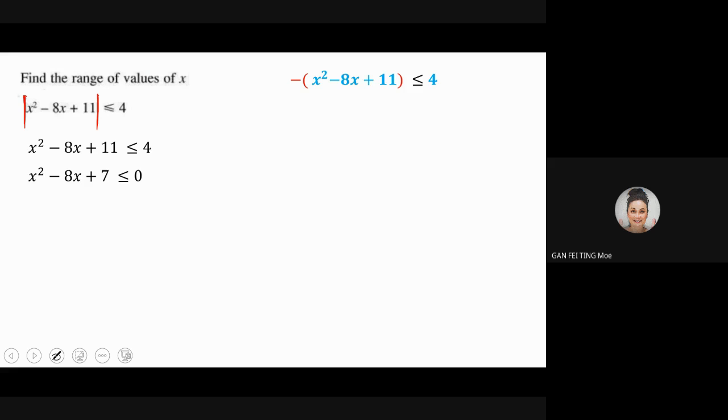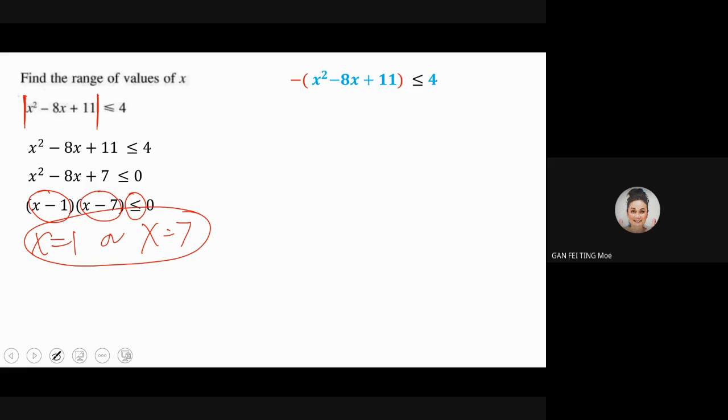Then after that, the next step is that you factorize. It's just the normal steps, right? Nothing is changed here. So then you should know that your roots are 1 and 7. Because from here and here, you should know that your roots are 1 and 7. Remember, this is an inequality. Don't finally tell me your x equals 1 or x equals 7. When you have this answer, you are wrong. Why are you wrong? Because this is not an equality.